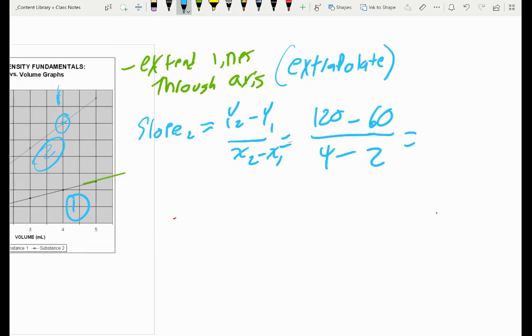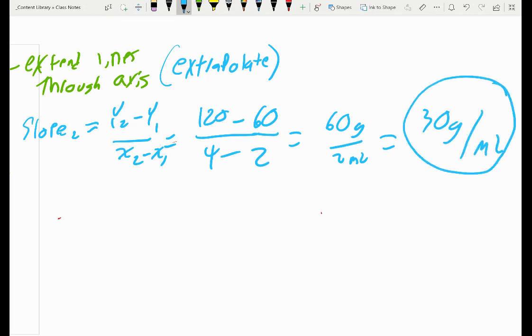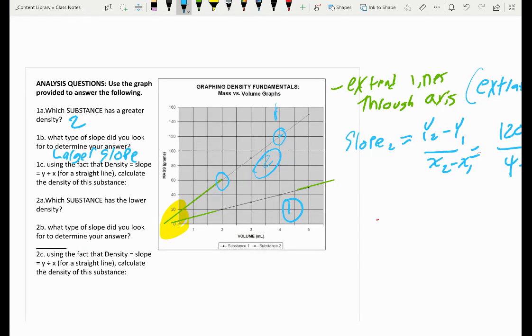So then that's going to be 60 grams divided by 2 milliliters, or 30 grams per milliliter. And that's our slope. That's the density of that object. Just by comparison, water is 1 gram per milliliter, so that's a really, really dense substance. If you have a gallon of water, then a gallon of this would weigh 30 times as much. Be really heavy. So I'm going to go ahead and write that in here, 30 grams per milliliter.